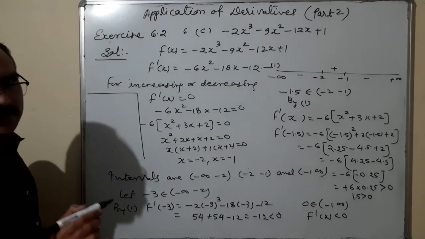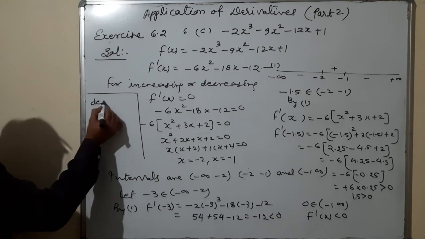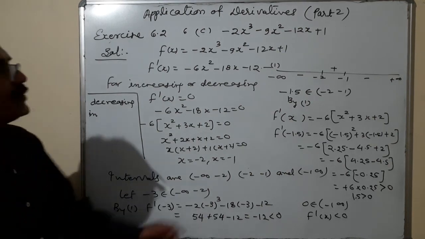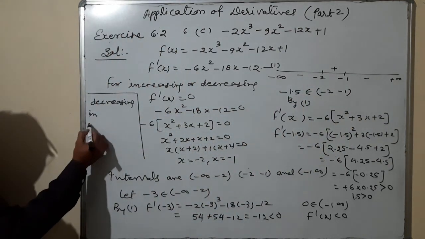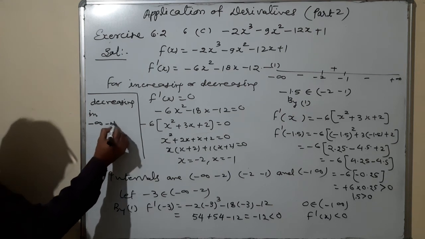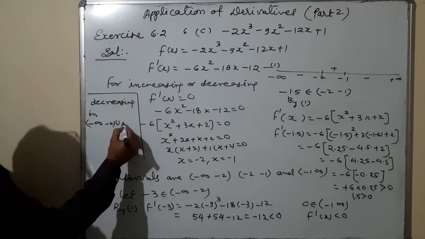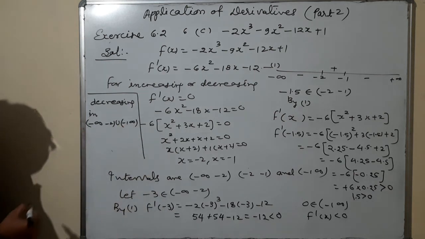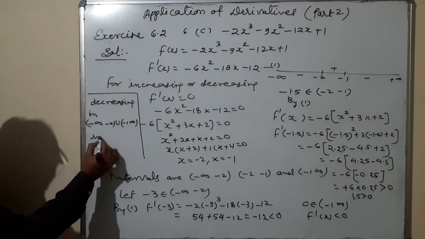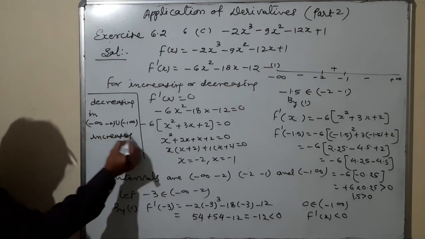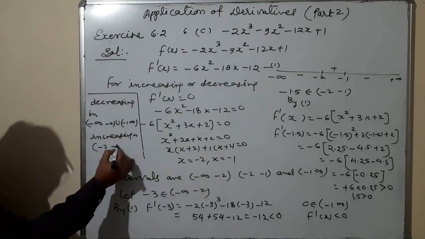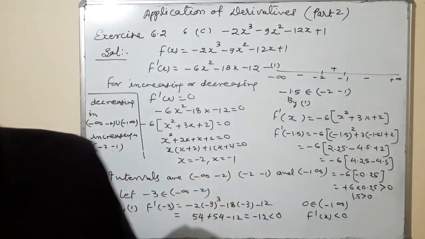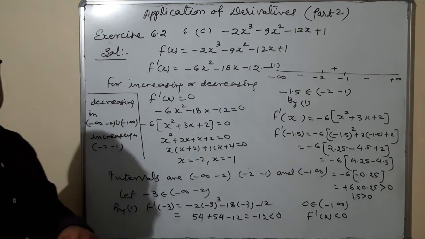Okay. The function is decreasing, in which intervals? There are two. Decreasing in interval minus infinite to minus 2 union minus 1 to infinite. Here the function is decreasing, and increasing in only minus 2 to minus 1. Okay, so these are the three intervals. In two the function is decreasing, and in one the function is increasing.